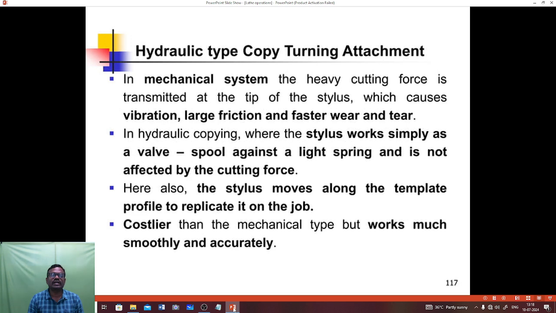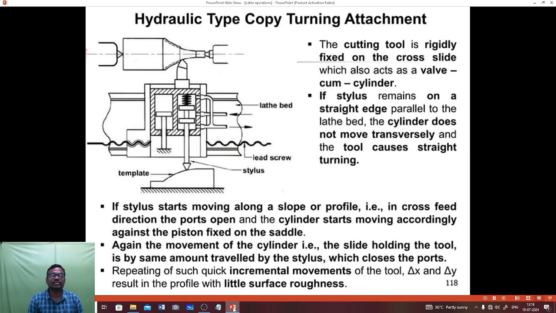Hydraulic type copy turning attachment. In mechanical system, the heavy cutting force is transmitted to the tip of the stylus, which causes vibration, large friction, and faster wear and tear. In hydraulic copying, the stylus works simply as a valve, spooled against a light spring and is not affected by the cutting force.